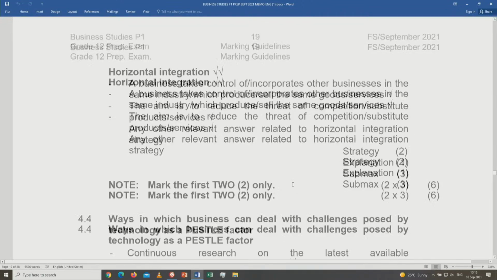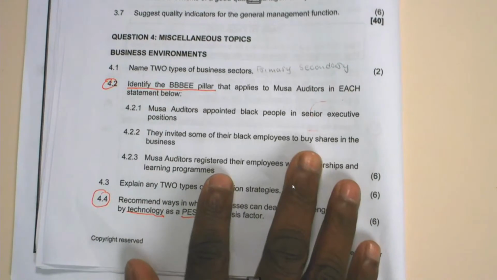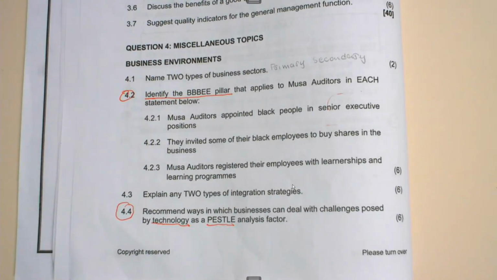And then, ways in which business can deal with challenges posed by technology. You know, this kind of question looks like it's a new or different question, but it is there. Recommend ways in which business can deal with challenges posed by technology as a PESTLE analysis factor. Very interesting kind of question, but being posed differently, because you have this in your notes. It's not an unfair question. It's a relevant and slightly different kind of question.